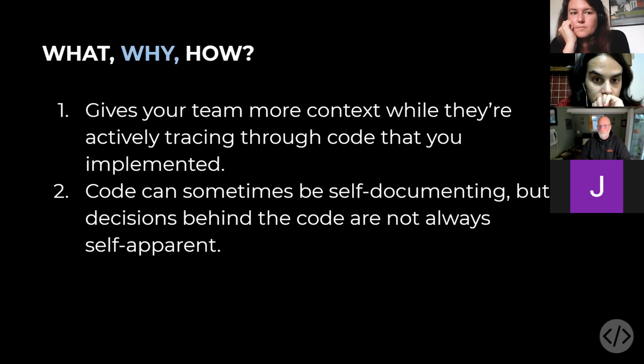Number 2 here, code can sometimes be self-documenting, but the decisions behind the code are not always self-apparent. It's the same thing as in software engineering, there's just an infinite number of trade-offs. Like in this case, it would be great to write it this way, but maybe by doing a change, this code doesn't work out, so we choose another way.